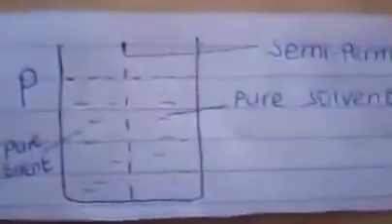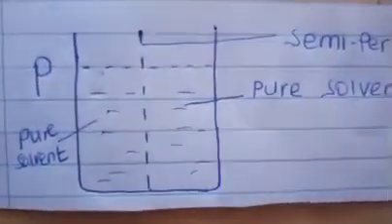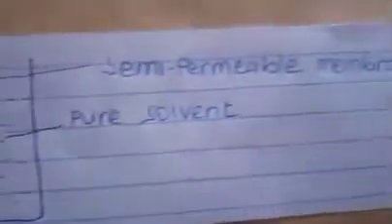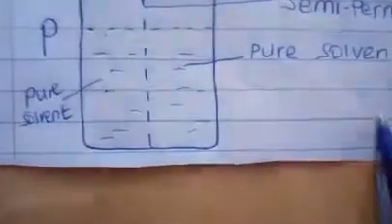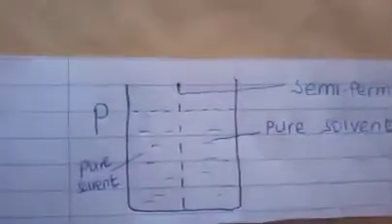Take another solution. Let's say solution P. For this case, the solutions are separated by a semi-permeable membrane. We have pure solvent on this side and pure solvent on the other side. Here, there is no movement of solvent molecules from either side.